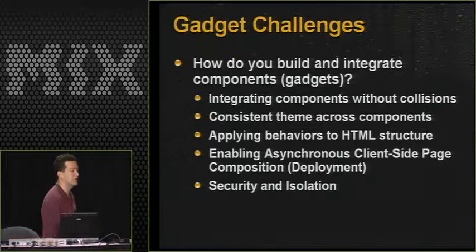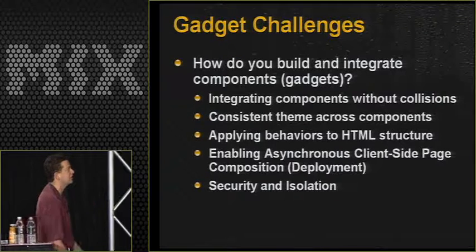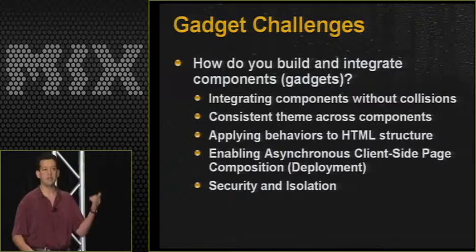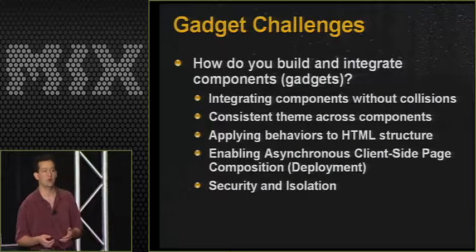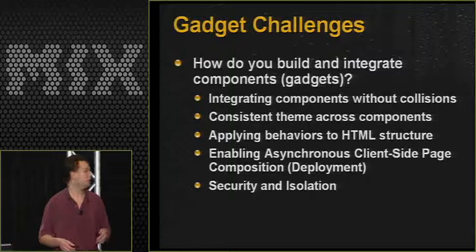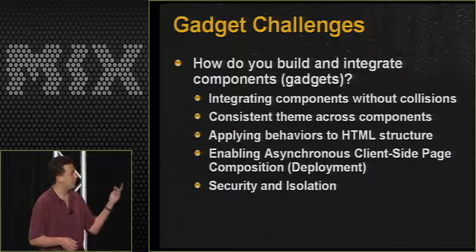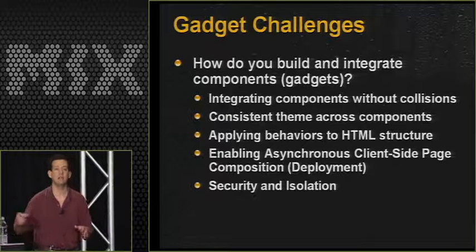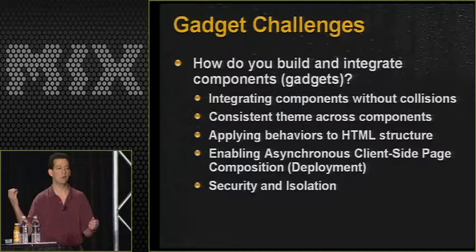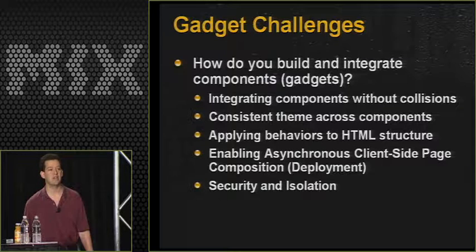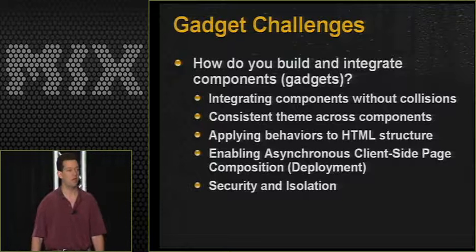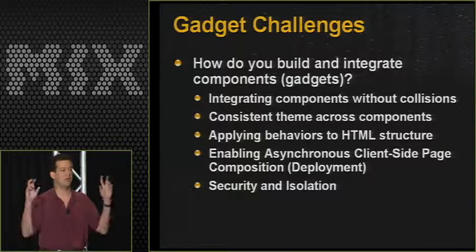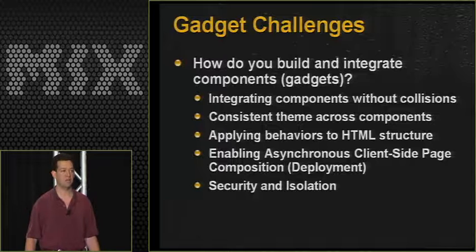So as you start looking at this, you go, well, by itself, that doesn't really address all the problems. Integrating components without collisions, we kind of covered that with namespaces. Consistent theming across components, I'll illustrate that when I get to my build slide on how gadgets work. I'll address the behaviors, HTML structure. How do I take that weather component and associate it with something on my page? Or a better example is, when you saw that rich text editor in Hotmail earlier, the way that worked, we merely dropped one little artifact on our web page and said, any text area we find on the page, turn it into a rich text editor.